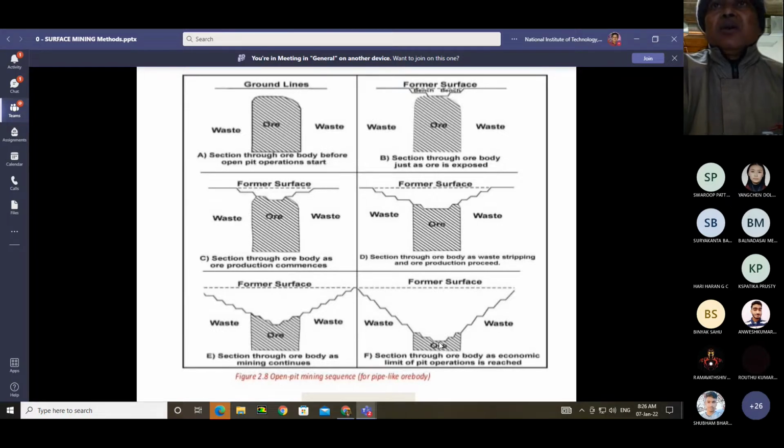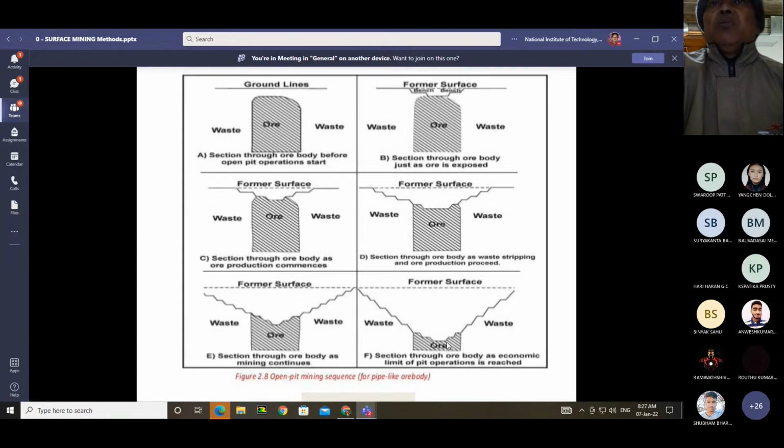Beyond that depth you cannot go because the trucks cannot take the materials from the bottom of the pit to the surface. So that is why this is called the quarryable limit, the economic limit of open pit mining. If you go further, you will handle more overburden and it will not be economical. So that is why this is called the quarryable limit, or the economic pit limit.